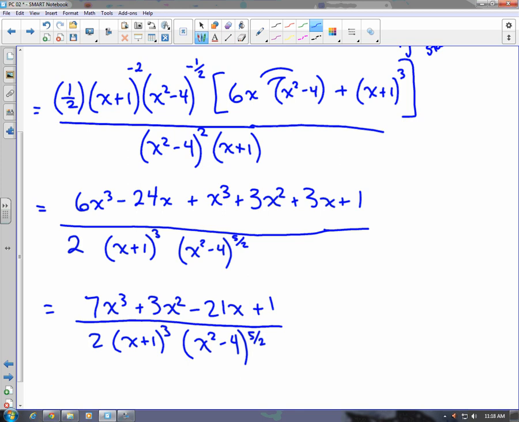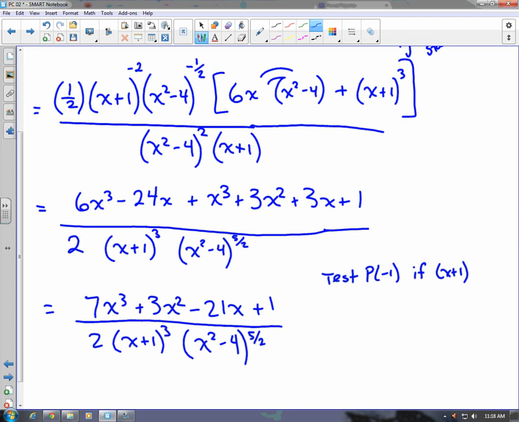If x plus 1 is your factor, test the negative 1 to see if x plus 1 is a factor. So negative 1 cubed, negative 1 times 7 is negative 7. Negative 1 squared is 1 times 3 is 3, and negative 7 plus 3 is negative 4. Negative 1 times negative 21 is positive 21. We're going to be nowhere near 0, right? Because that's what we're looking for.